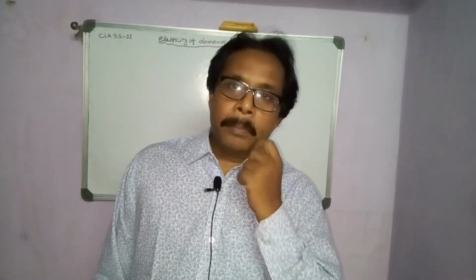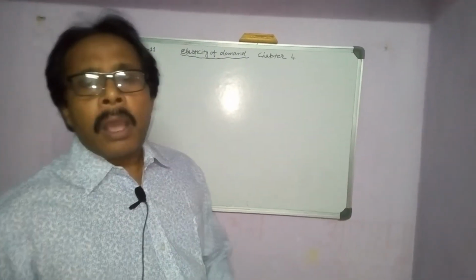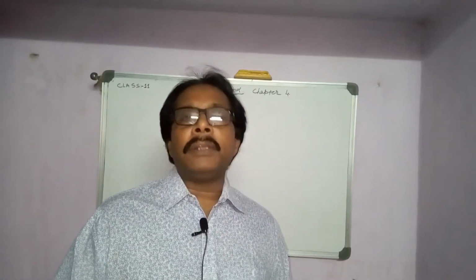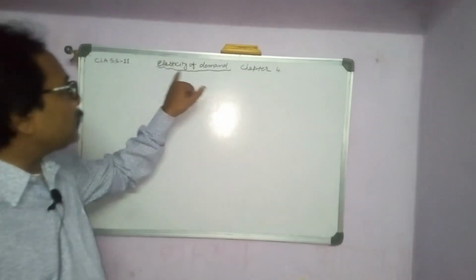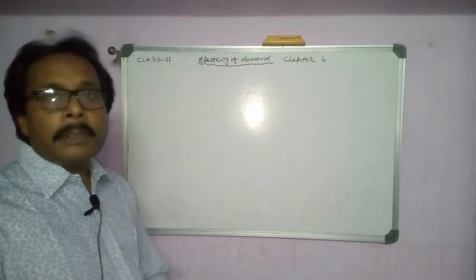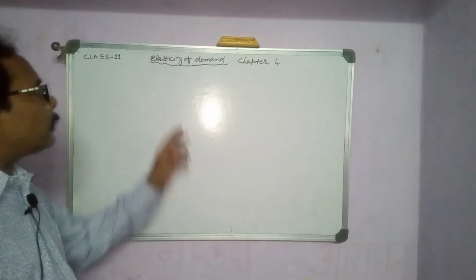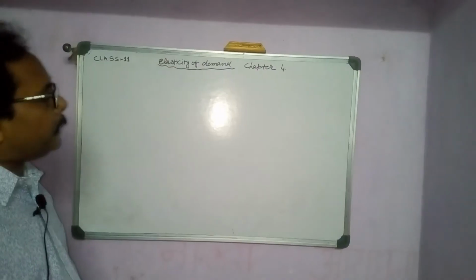But in this chapter we will learn something more, because in the demand chapter we only learned about the direction in respect of price, but in this chapter we will learn about the magnitude. Magnitude means how much the quantity demanded changes due to change in price. So elasticity of demand is the actual measurement of change in demand. So first of all, we will learn about the definition of elasticity of demand.